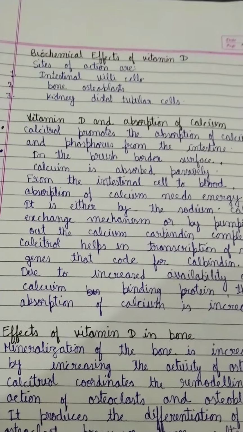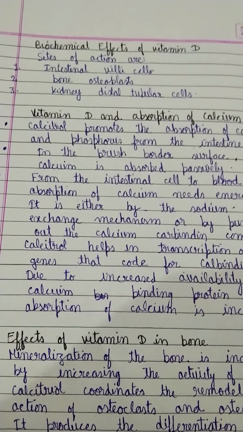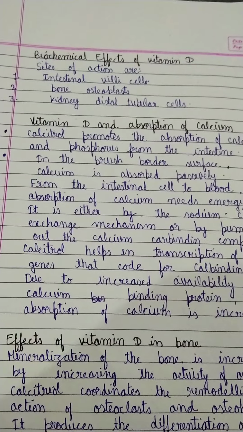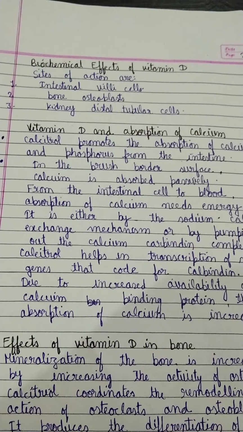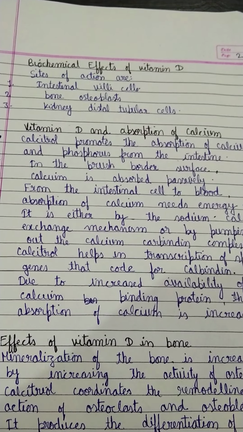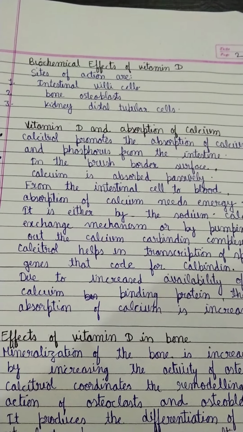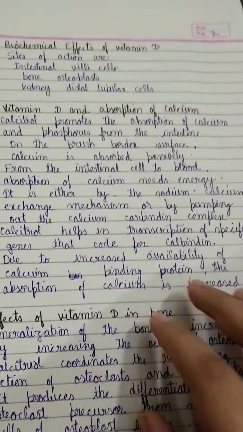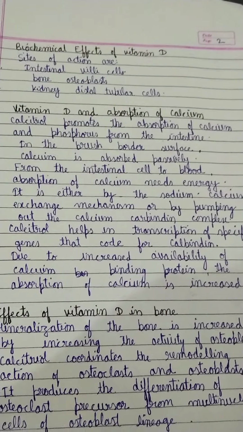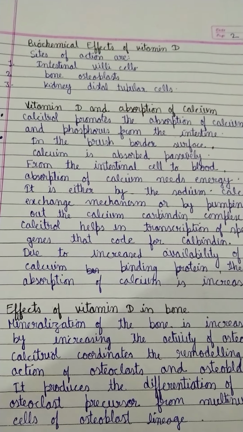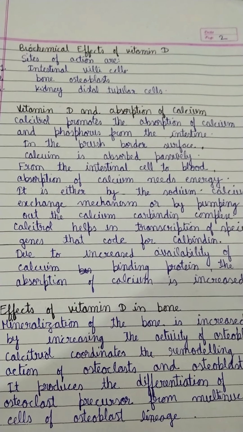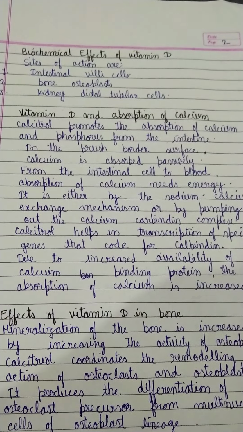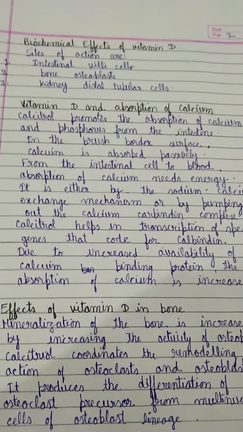Biochemical effects of vitamin D. Sites of action are intestinal villi cells, bone osteoblast, kidney distal tubular cells. Now let's see about vitamin D and absorption of calcium. Calcitriol promotes the absorption of calcium and phosphorus from the intestine.